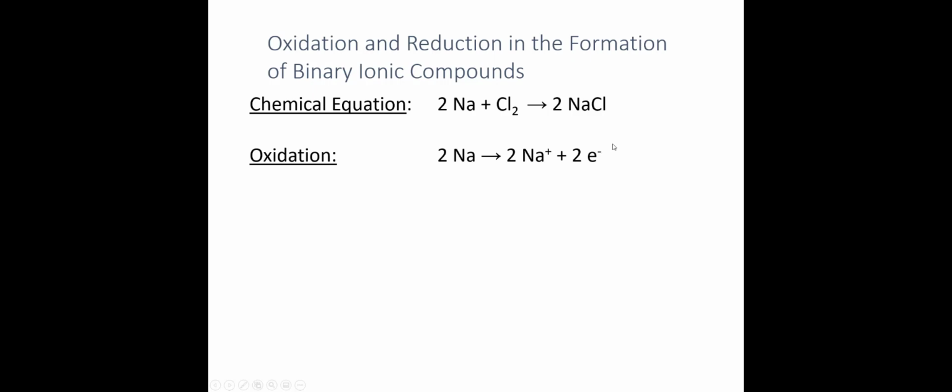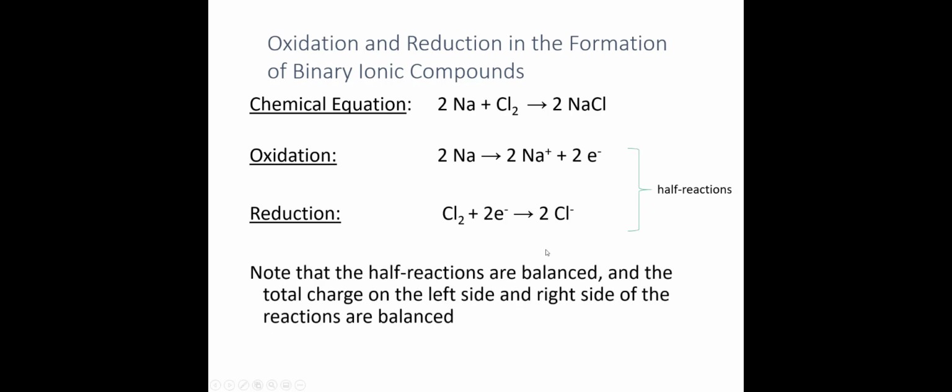As you would imagine, for a reduction, it will be the opposite. In this case, we see chlorine, and it is accepting 2 electrons. Those are the electrons that come from sodium, and now it is becoming chloride ions. So we call these here the half reactions. You'll see that they are balanced. It might seem odd that we have a 2, a 2, and a 2 here, but those 2's have to correspond to what we have in the original reaction.